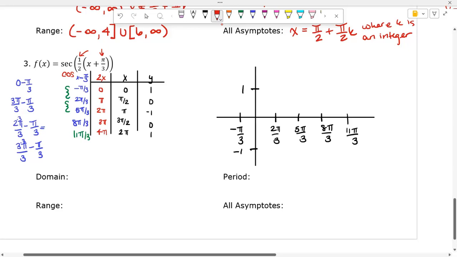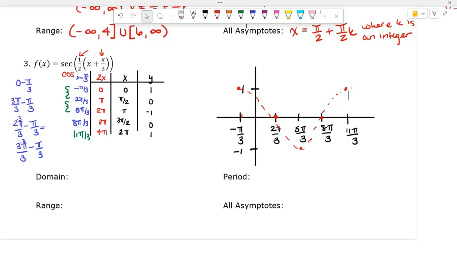And so I'd recognize that this is cosine, and I'm going to plot each one of these points. Negative pi over 3, 1. At 2 pi over 3, I'm at 0. 5 pi over 3, negative 1. 8 pi over 3, 0. 11 pi over 3, up at 1. And here's that little ghost graph that I would have. And I'm going to draw those vertical asymptotes straight through everywhere where this cosine graph touches the midline. And then I'm going to invert that. And that's where I get my graph.